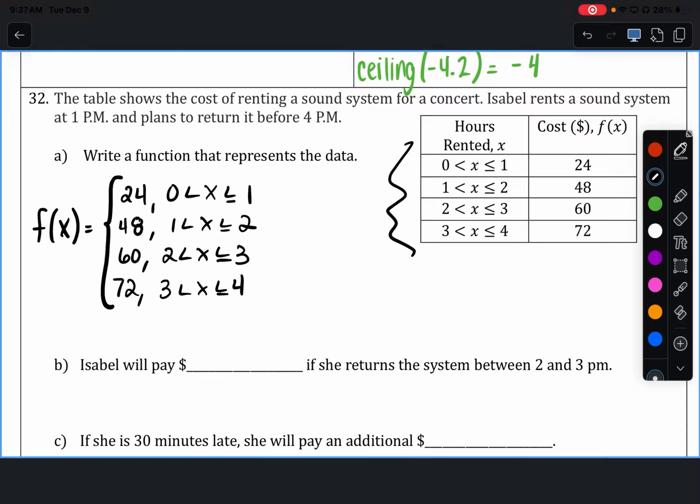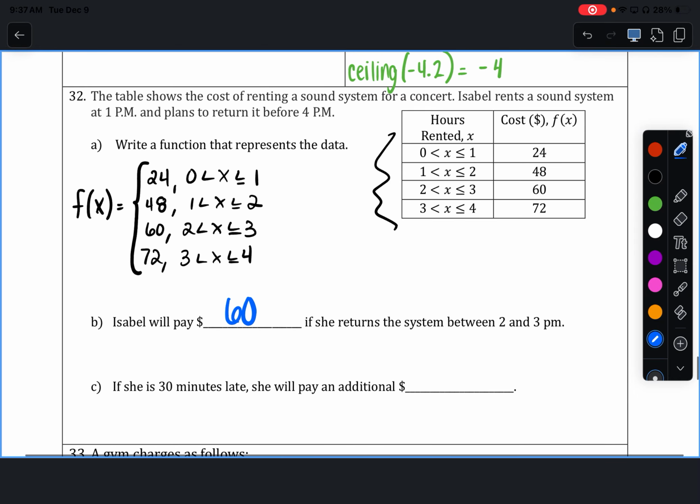For B, it says Isabella will pay blank dollars if she returns the system between 2 and 3. How much will she pay? 60. Okay, then it says if she's 30 minutes late, so if she turns it in 30 minutes after 3 p.m., how much will she pay? Or she'll pay an additional what? $12, because 72 is $12 more than 60.